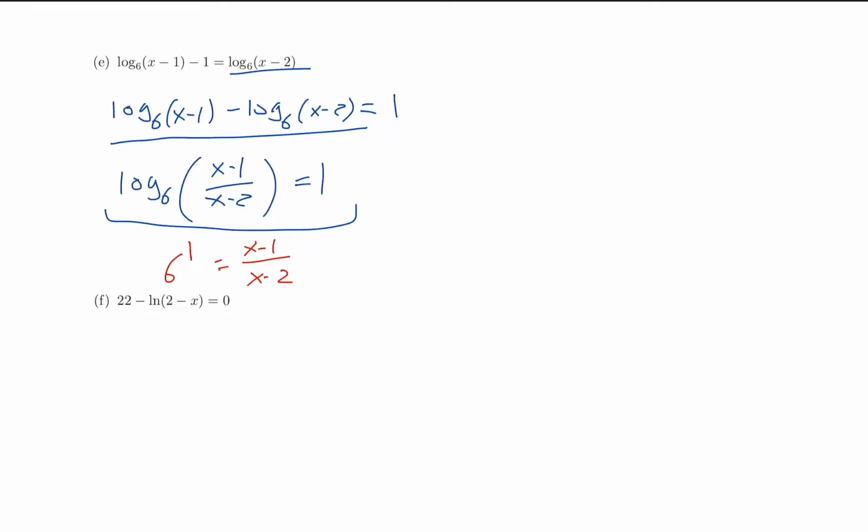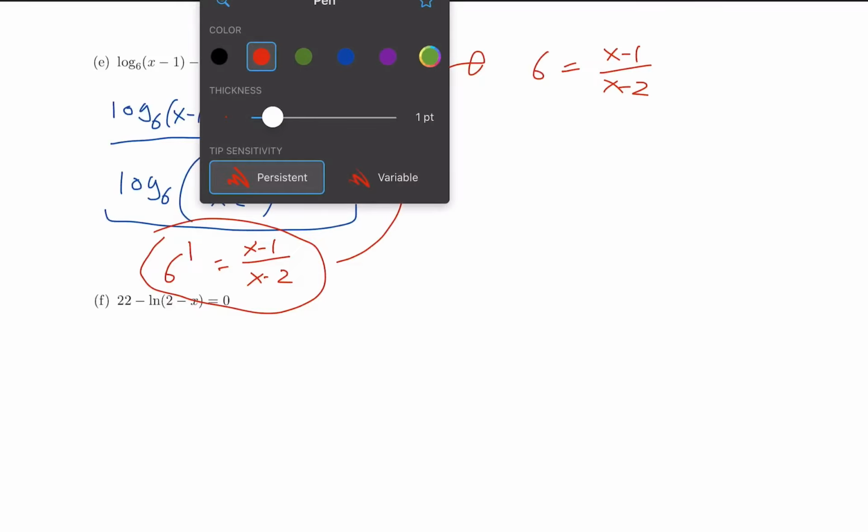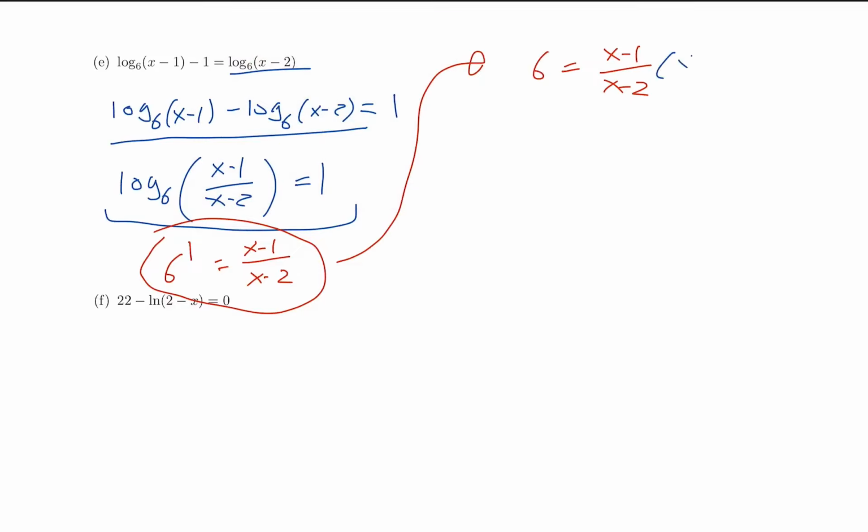Right, so we're just solving this equation now. So let me write it here. We have 6 equals x minus 1 over x minus 2. So I'm going to multiply x minus 2 on both sides. So I have 6x minus 12 equals x minus 1. Let's subtract x on both sides. Then I get 5x. Add 12 on both sides. Then I get 5x equals 11. So x is 11 over 5.